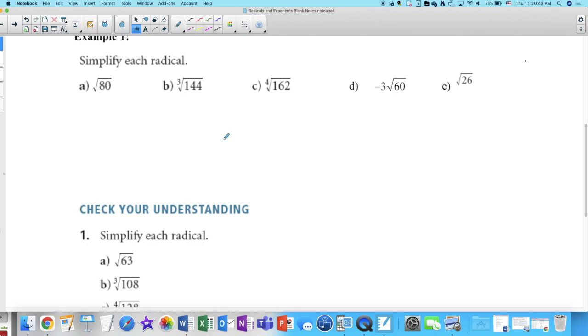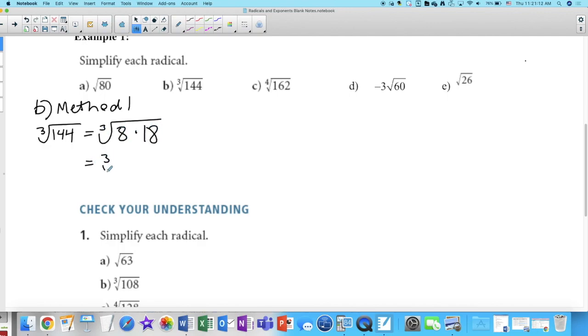Yes. 8. So 144 divided by 8 is what? What's 144 divided by 8? Yeah, 18. So you can write the cube root of 144 as the cube root of 8 times 18. And then you can split this up: cube root of 8 times the cube root of 18. And in fact, if you want to leave the first line and go down to the second line, that's fine too. And then, of course, the cube root of 8 is 2.